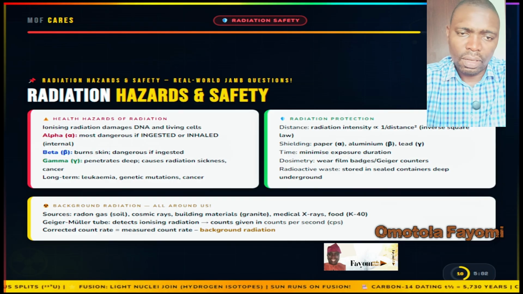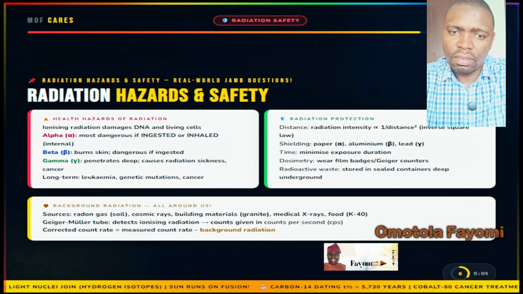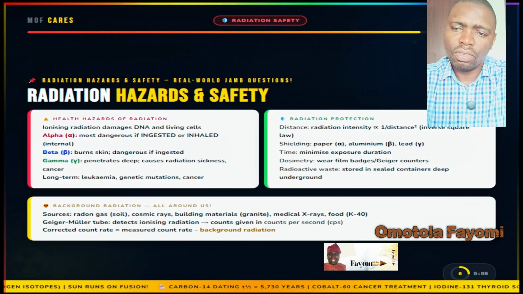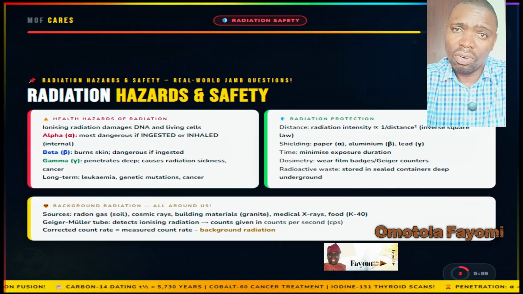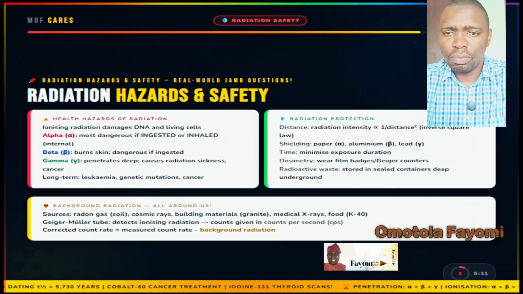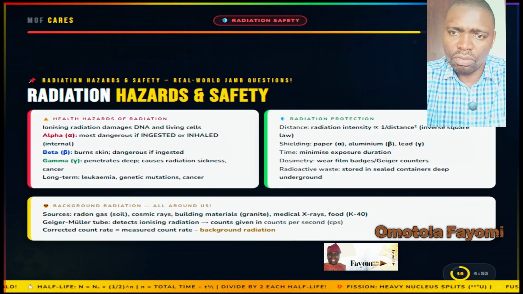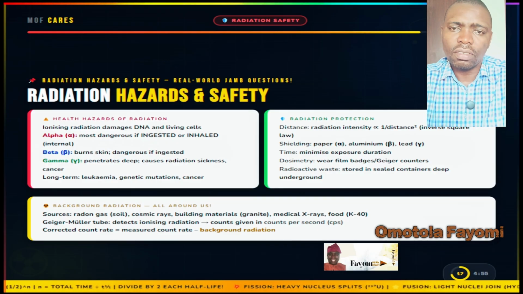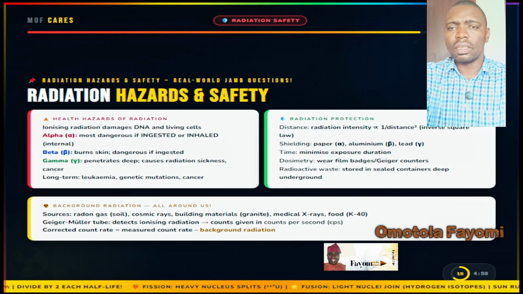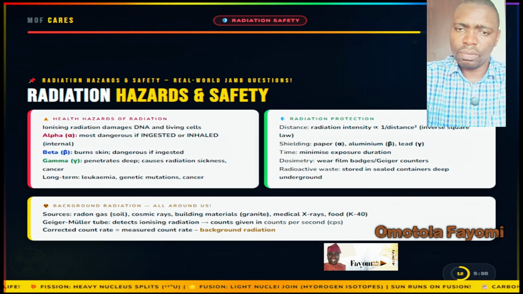Internal hazard: the situation reverses completely when radiation sources are ingested or inhaled. Alpha particles, being the most heavily ionizing, are most dangerous internally. They cause severe damage to the surrounding tissue while unable to escape the body.